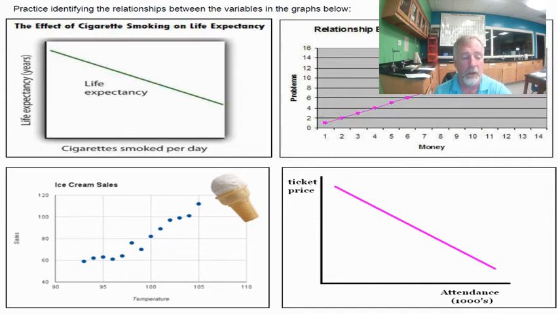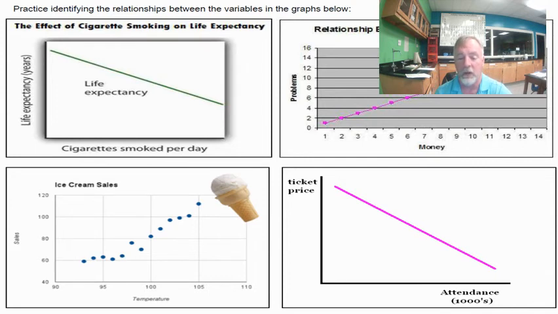Let's look at the one down below for ice cream sales. Again, the higher the temperature, the more ice cream sales. In January, when it's cold here in Columbus, there's probably not as many ice cream sales as there are in August when it's very hot. The line goes up. That's a direct relationship. And finally, ticket price versus attendance. If the ticket price is low, more people are going to go. If the ticket price is high, fewer people are going.